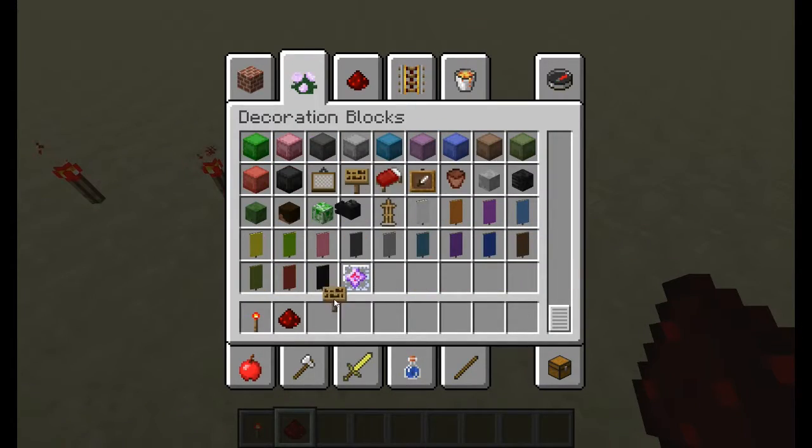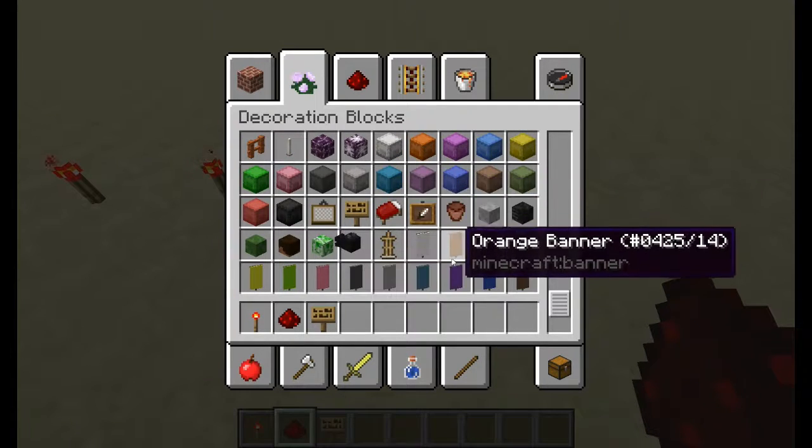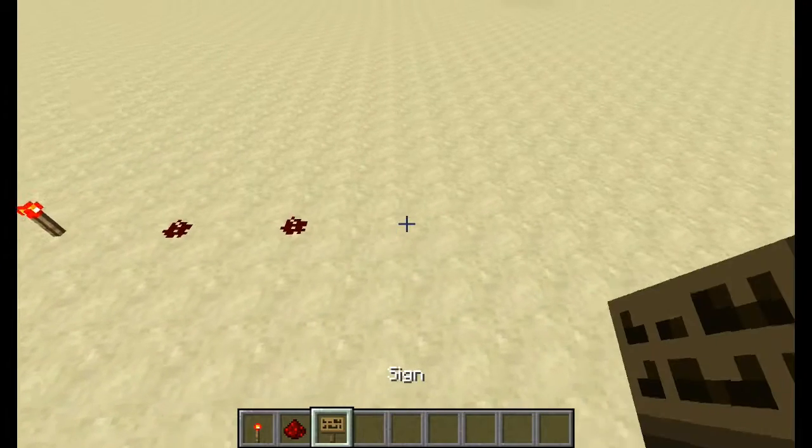By the way, 1.11's out. And I don't know what happened to the heads, but they're just weird.